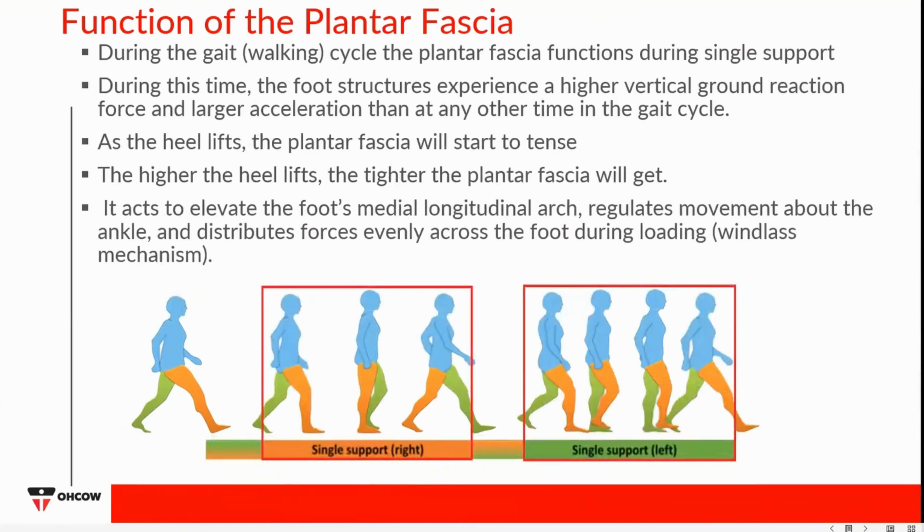Now, during the gait walking cycle, the plantar fascia functions during the single support phase, when just one foot is in contact with the ground. During this time, the foot structures experience a higher vertical ground reaction force and larger acceleration than any other time in the gait cycle. As the heel lifts, the plantar fascia begins to stretch and tense. The higher the heel lifts, the tighter the plantar fascia gets.